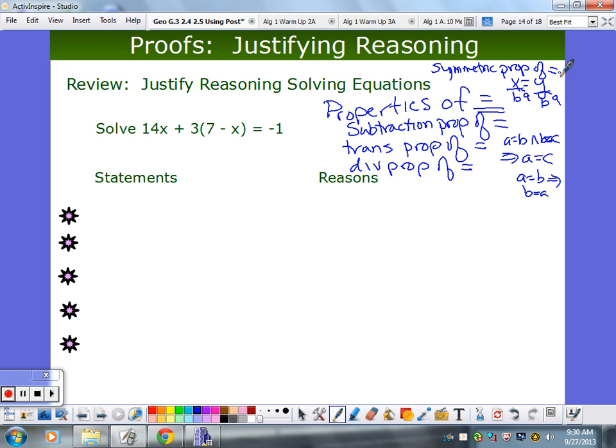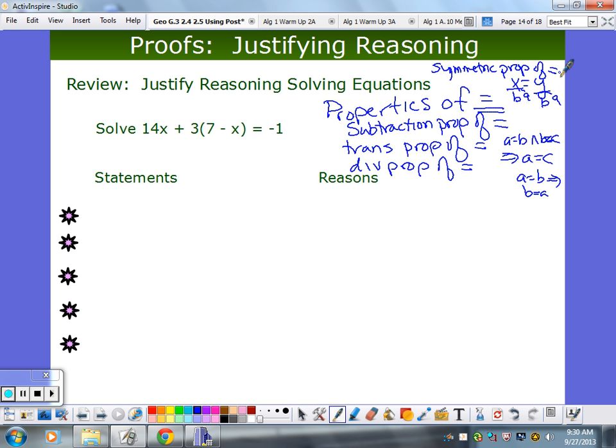Addition property of equality. What's the other one? Multiplication property of equality. If you have two things that are equal, you add the same thing to both sides, it's still equal. And if you multiply the same thing on both sides, still equal.